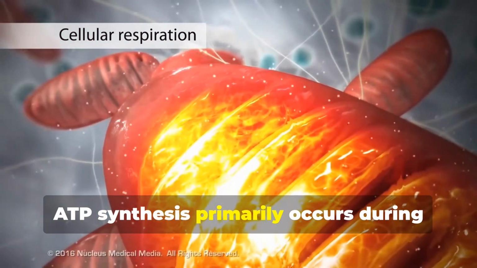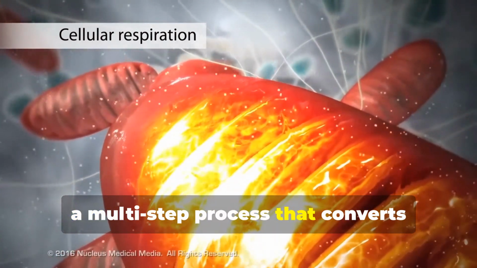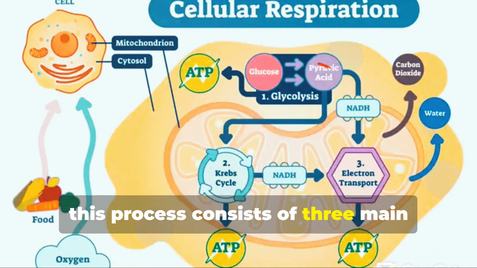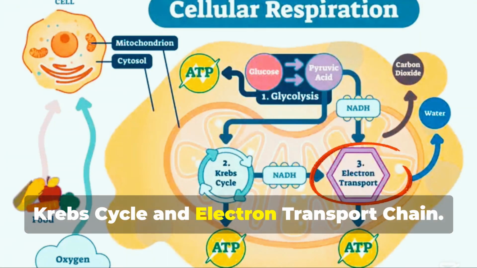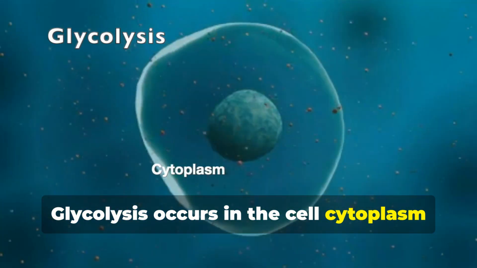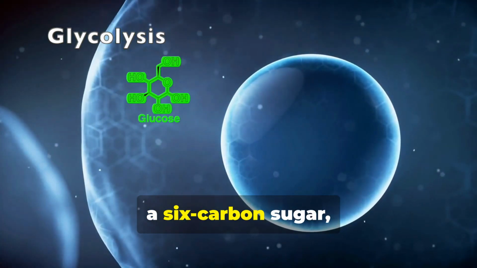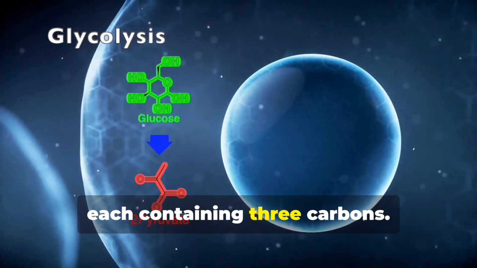ATP synthesis primarily occurs during cellular respiration, a multi-step process that converts nutrients into energy. Again, this process consists of three main stages named glycolysis, Krebs cycle, and electron transport chain. Glycolysis occurs in the cell cytoplasm, which is a fundamental metabolic pathway that breaks down glucose, a 6-carbon sugar, into 2 molecules of pyruvate, each containing 3 carbons.